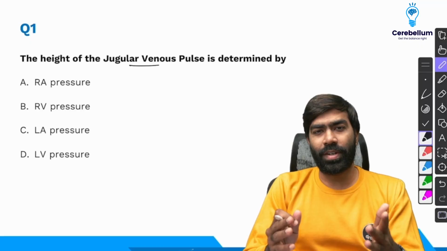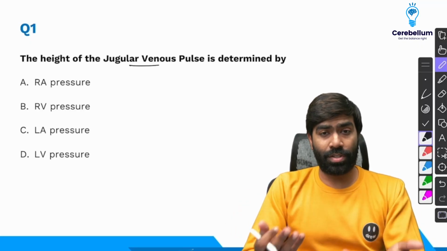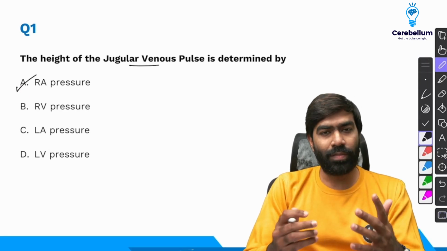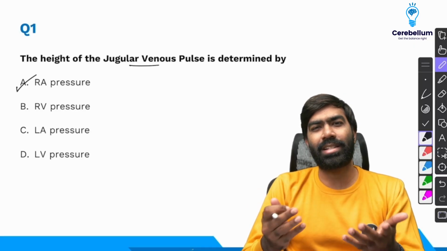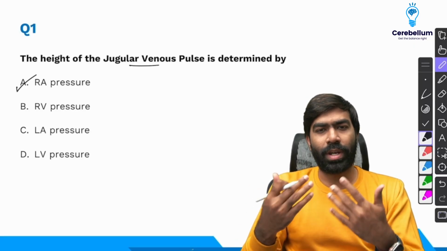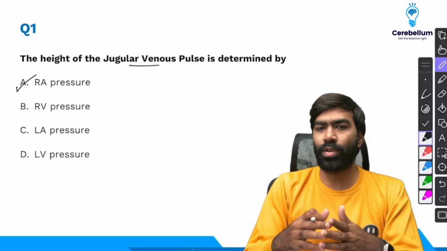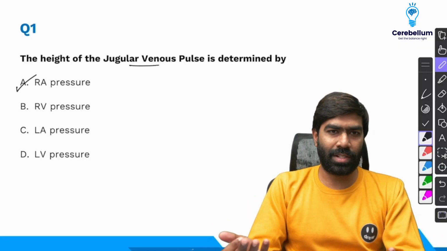The height of the jugular venous pulse is determined by what? It's a question that should be asked to a first year medical school student. The answer is going to be right atrial pressure, because the jugular veins are directly attached to the right atrium. Jugular veins in fact act as a manometer for looking at the pressure changes within the right atrium during various phases of the cardiac cycle, during pathologies, and even during various phases of respiration, like inspiration as well as expiration.